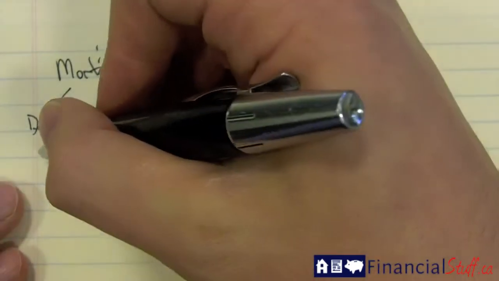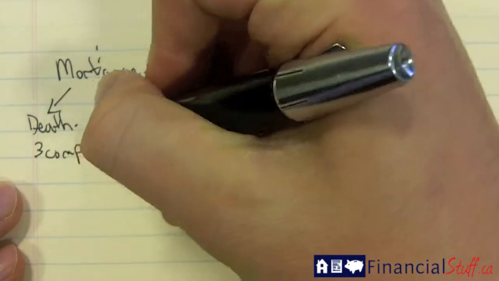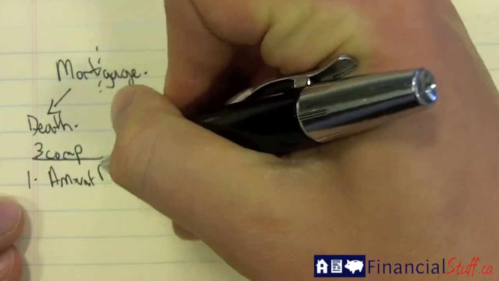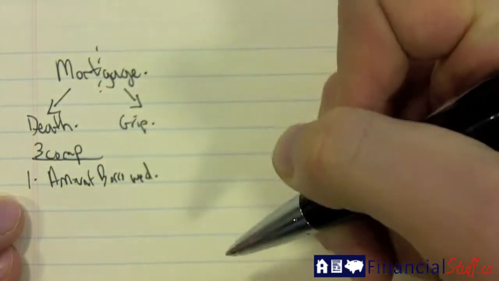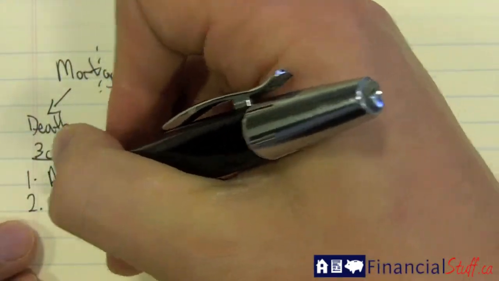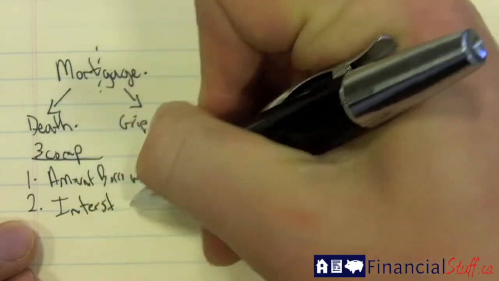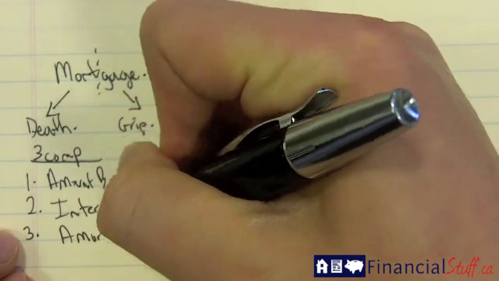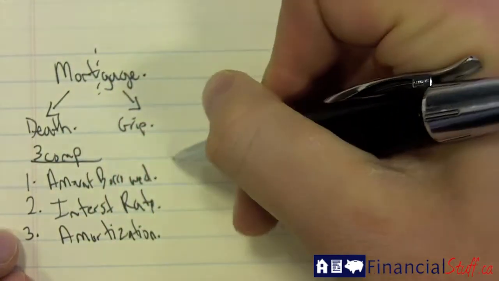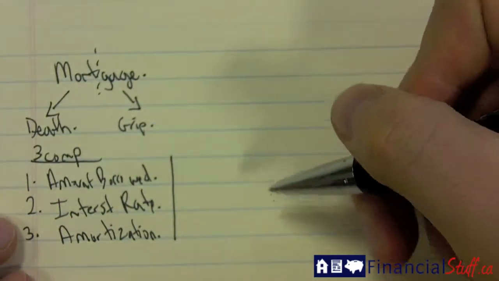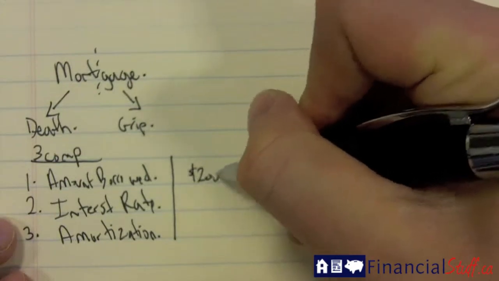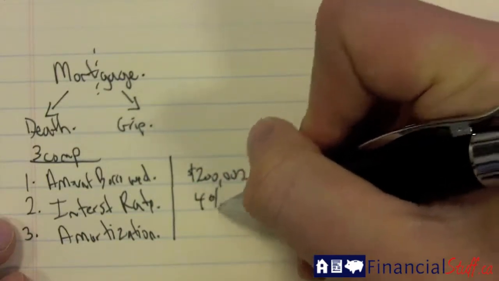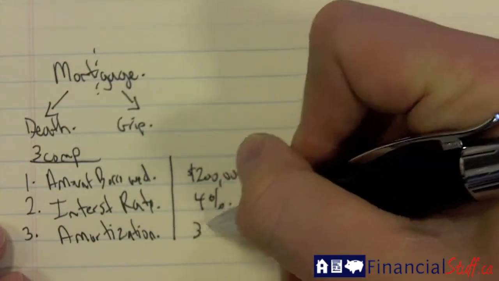Inside of a mortgage, there are three components. First, it's the amount that you borrow. Second is the interest that you pay, the interest rate. Third is the amortization, or how many years you're going to take to pay this debt off. So for the amount borrowed, let's use for example $200,000. Interest rate 4%. Now we're going to pay it off in 35 years.